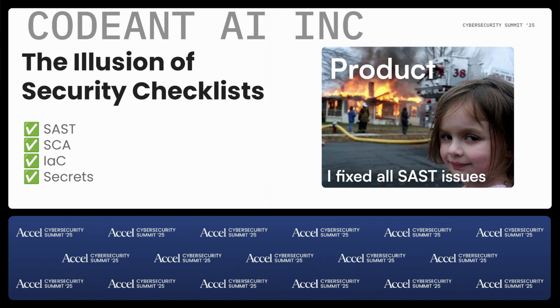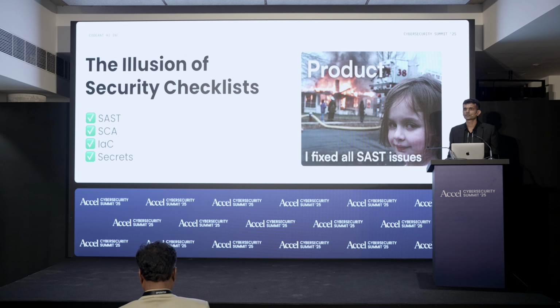One of our largest customers, a $1 billion US listed company with over 800 engineers, came to us and told us one of their problems: we have all the tools. We have the tools for SAST, IAC, secrets, and SCA, but we are still missing the real threats. I'm sure that's a situation all of you have come across.